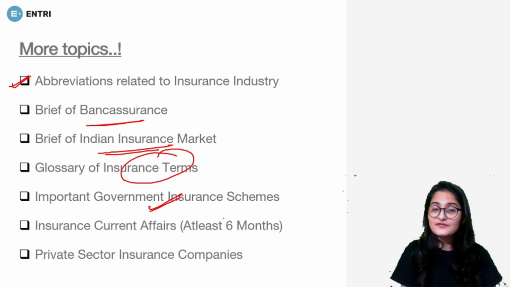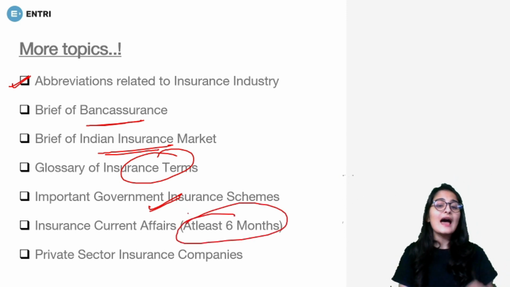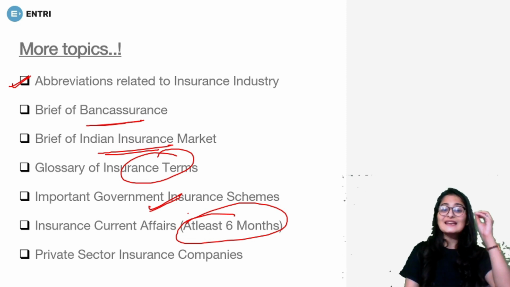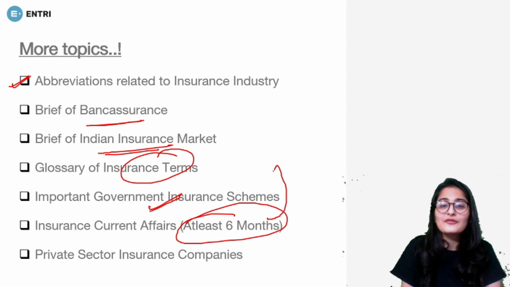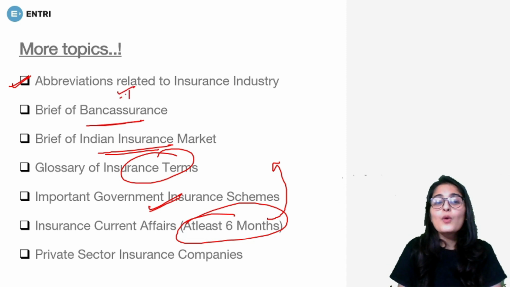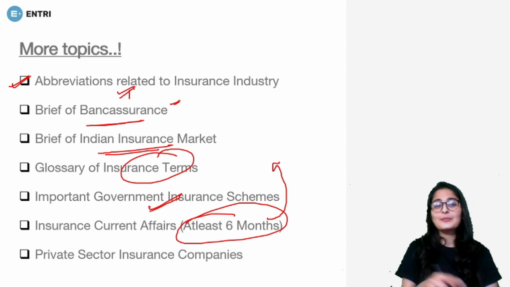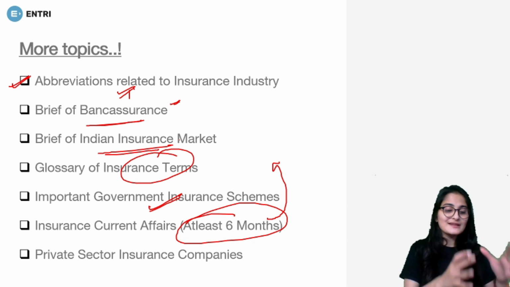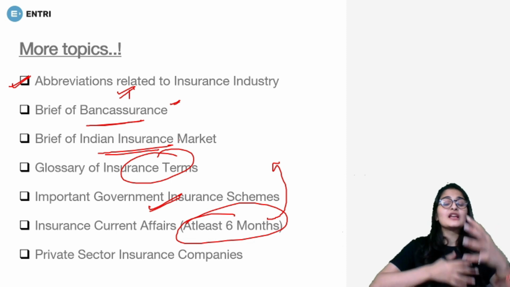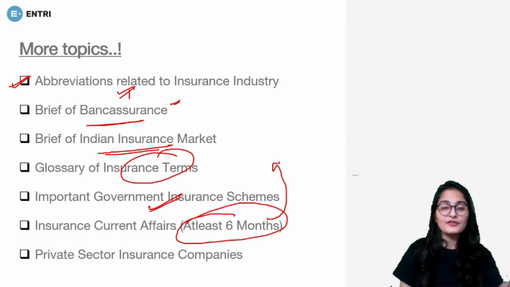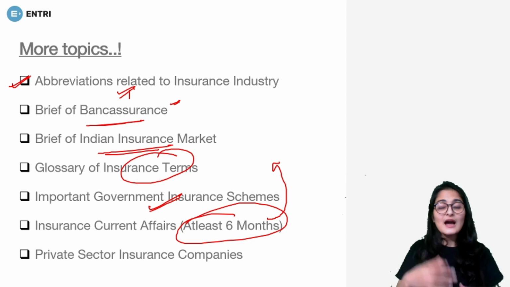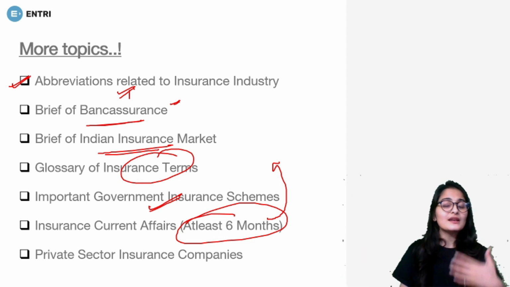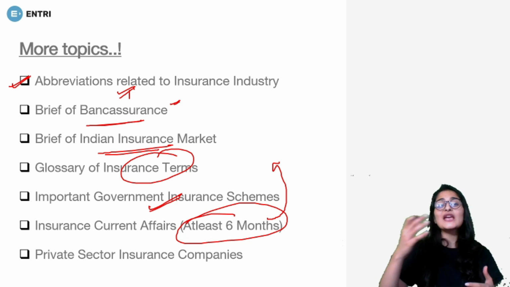Then we have current affairs of at least the last 6 months, and a maximum of 8 months is sufficient, but at least 6 months you have to do. And what do you have to study in these 6 months? You have to find all of these topics. What abbreviations are currently in the news? What bancassurance tie-ups have recently happened? Which insurance products are new, or launched for the first time? Certain insurance products are being launched newly also. Then what has IRDAI done recently? What are the recent steps and changes that have happened?